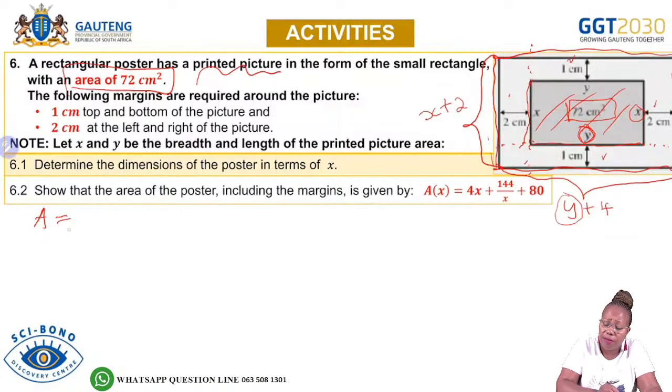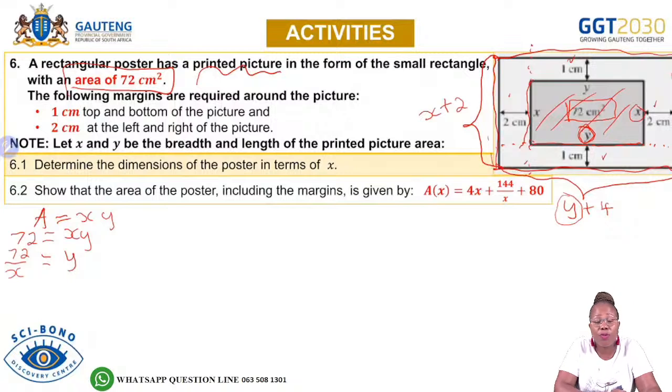So the area of the picture now is the length by breadth, which is x by y. And then the area is given to us as being 72, so x by y equals 72. But we are looking for y in terms of x. That means this will be 72 over x when we divide both sides by x. So this is our y in terms of x.